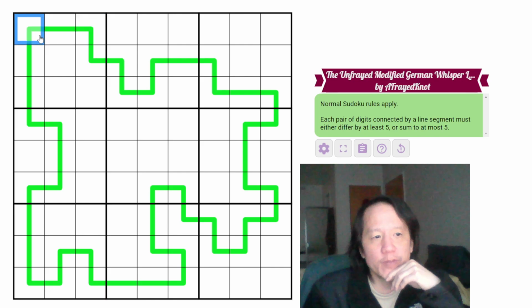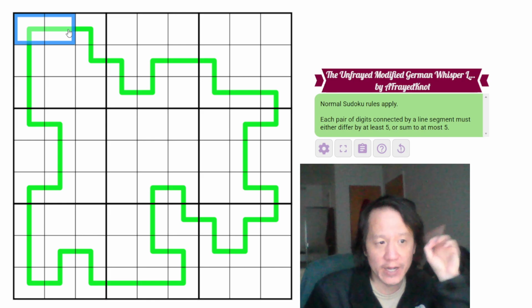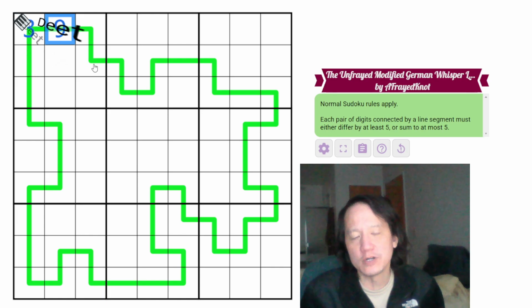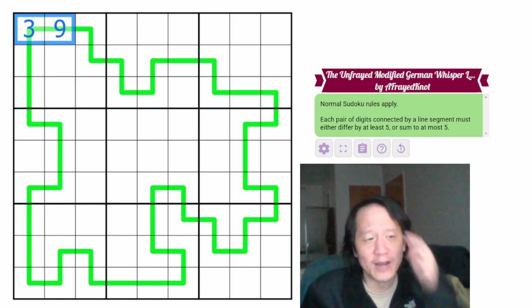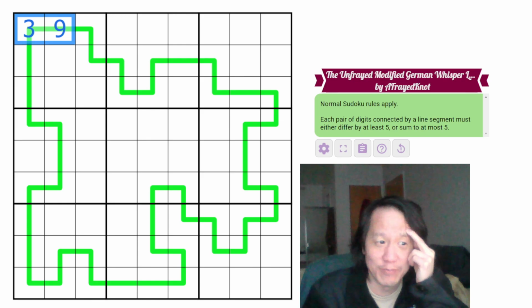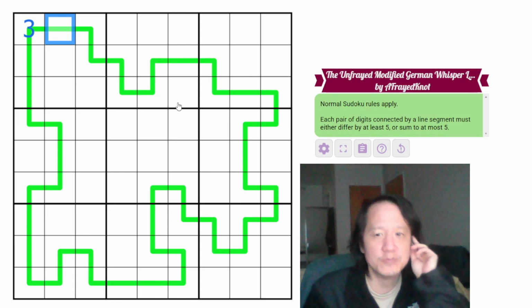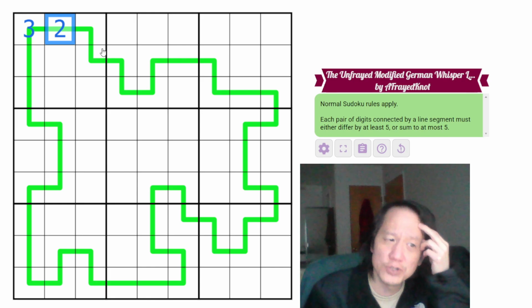So for every pair of digits, they either must differ by at least 5. So for example, that's the normal German whisper rule set. If this were 3, this would have to be an 8 or 9. Has to differ by at least 5. Sorry, I was thinking of black kropki dots for some reason. Or it must sum to at most 5. So then it could be 1 or 2. Also, if this were a 3.